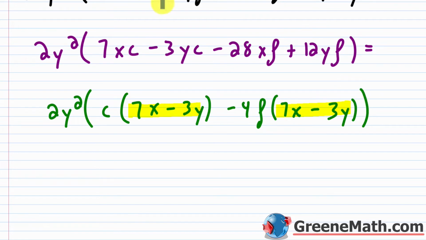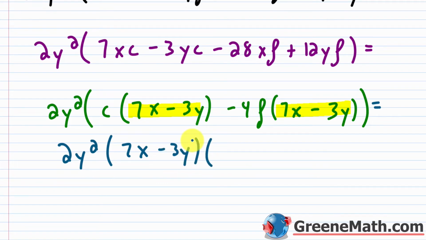So let's put equals, and we have 2y squared times the quantity 7x minus 3y, then times the quantity c minus 4f, like this. So this is our answer. Again, you always want to check for additional factoring. This is a guard against you missing something in the beginning. If you factor out the GCF in the beginning, you don't have to worry about this. But a lot of people miss it, so this is a chance to get all your points. So we don't have anything to factor out. We have 2y squared times the quantity 7x minus 3y times the quantity c minus 4f.